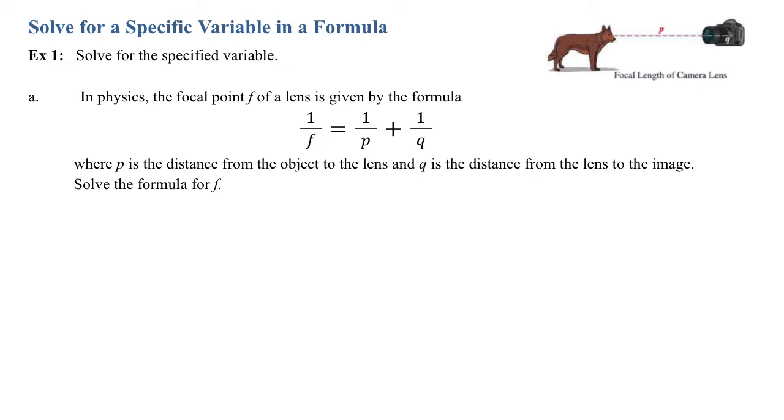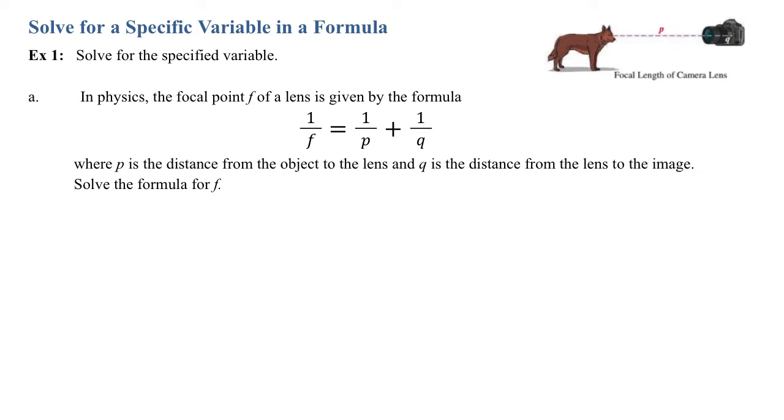In this video, I'm going to show two examples for how to solve for a specific variable in a formula. In this first example, we've got a formula from physics that is talking to us about the focal length of a camera lens, and it relates the object, the lens, and the camera. So in this, we're being asked to solve for f.